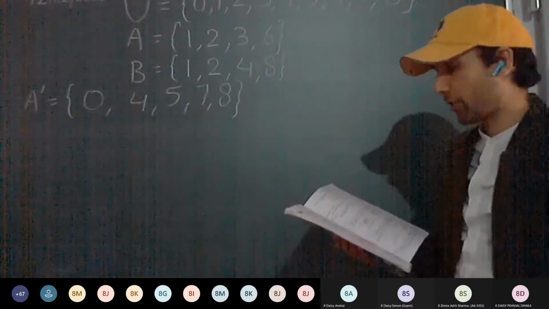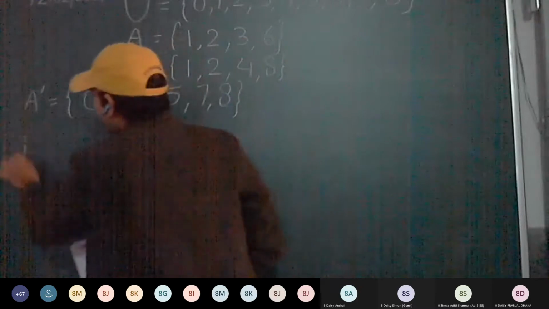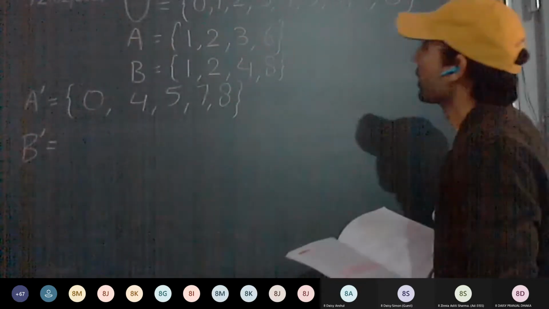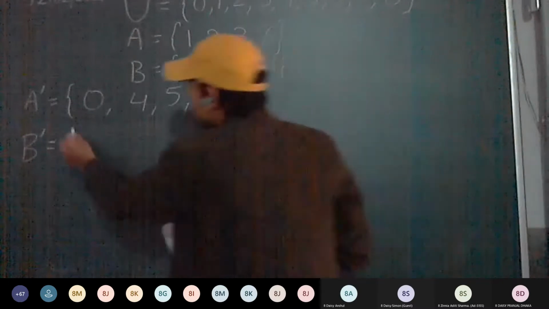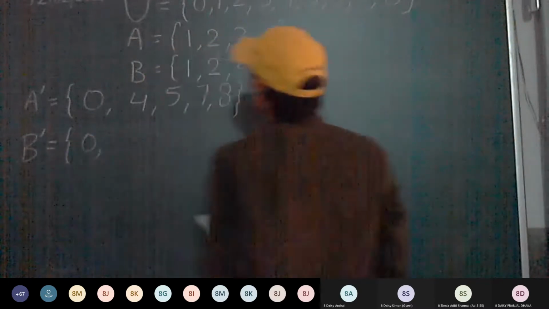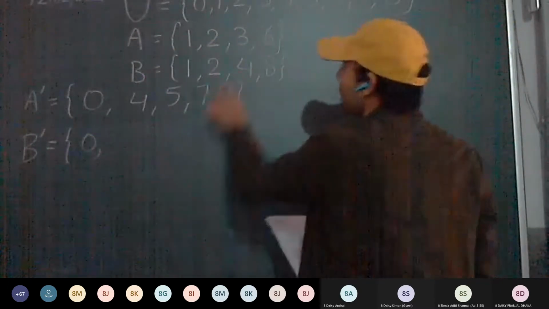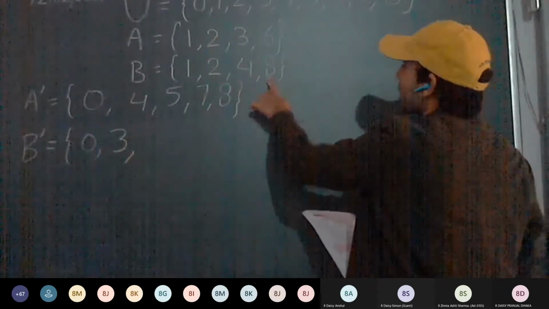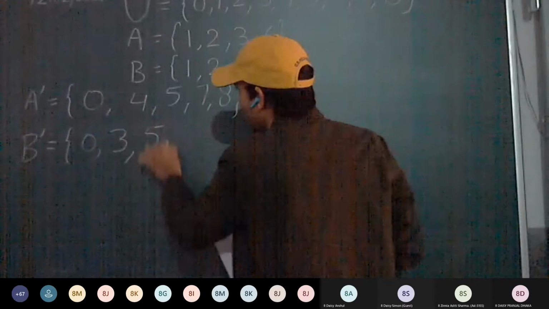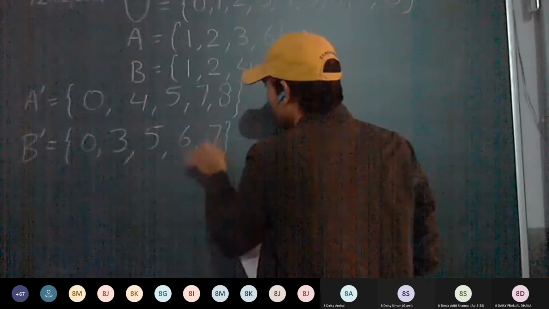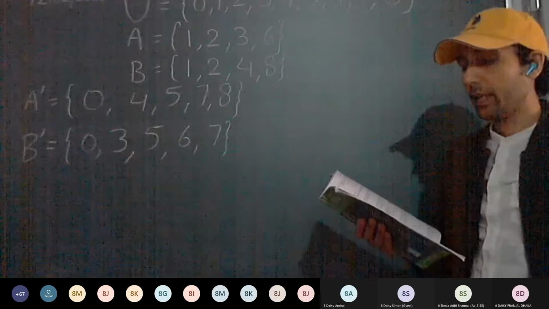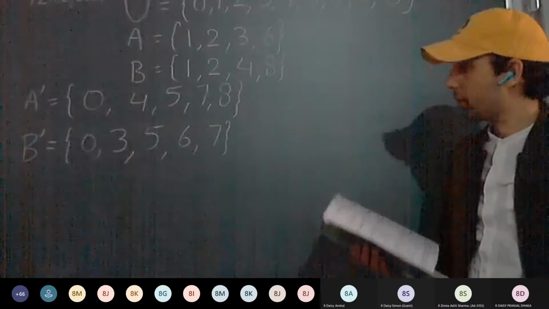Now B dash we have to find. B dash is how much? 0, 1 is removed, 2 is removed, 3 will be there, 4 is removed, 5, 6, 7. Okay. Now we have to find A dash intersection B dash.